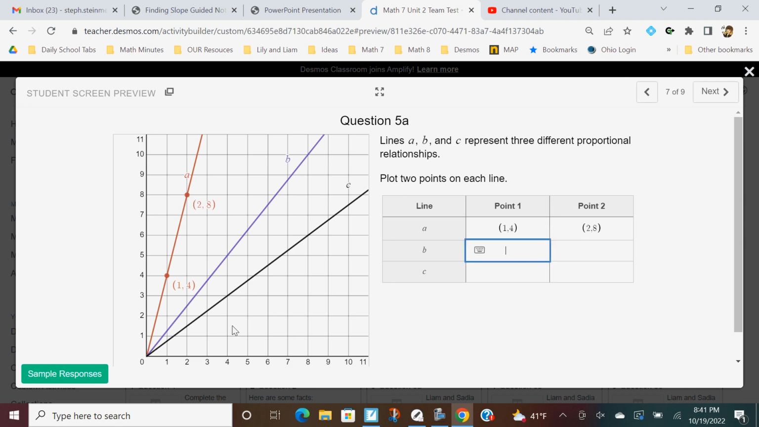For B, the first one that crosses exactly is at (4, 5). And the next one is at (8, 10). Right. For C, the first one is (4, 3). And the second one is (8, 6).